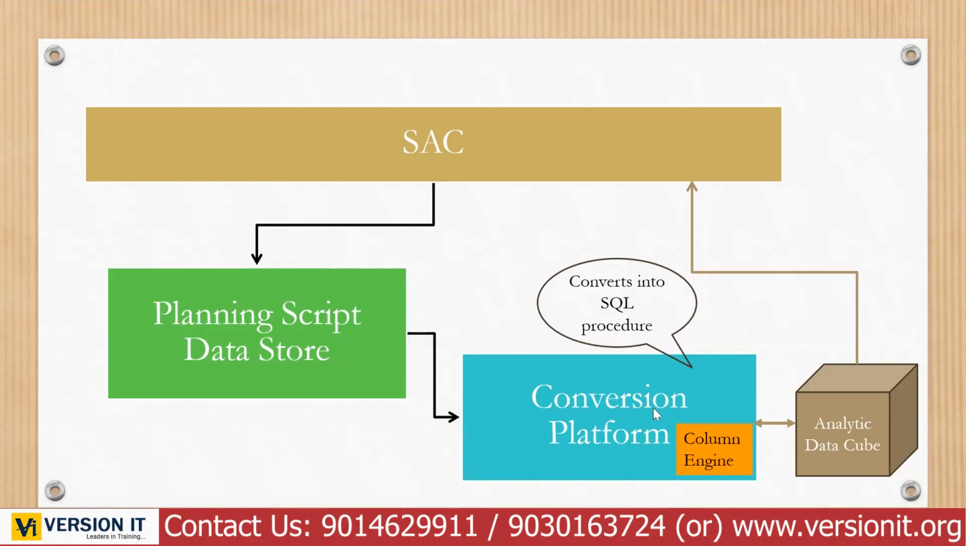And internally in the backend, the conversion platform containing the column engine will convert this planning script internally into SQL procedures, and it will write the data to, or read the data to and from, the analytic data queue. And finally, whatever the modified data, again, it will be submitted to the front-end SAC. That's the architecture of this planning script.